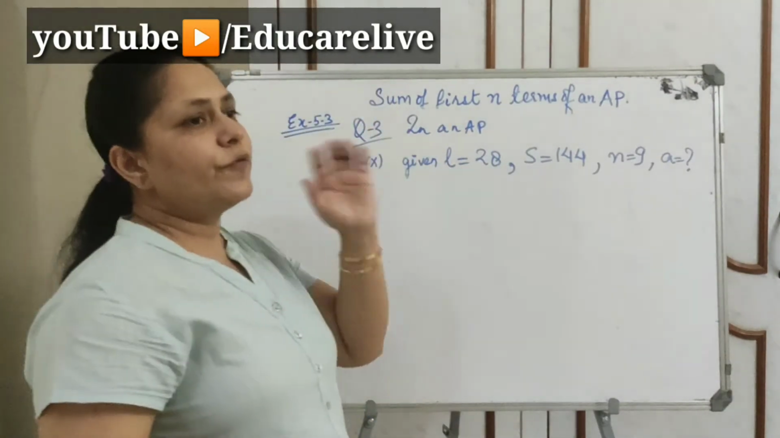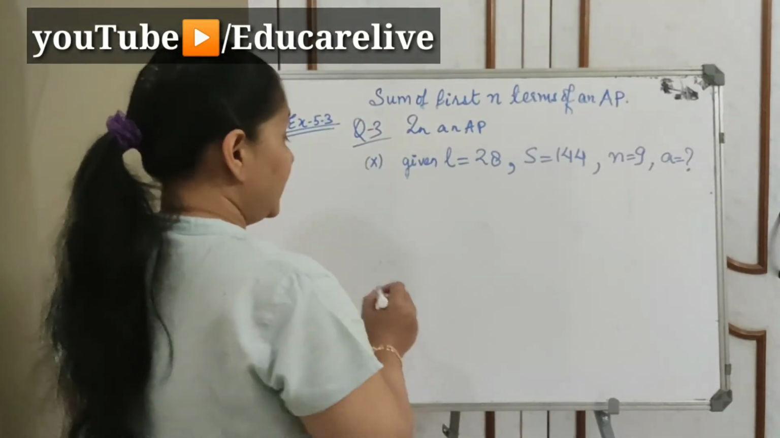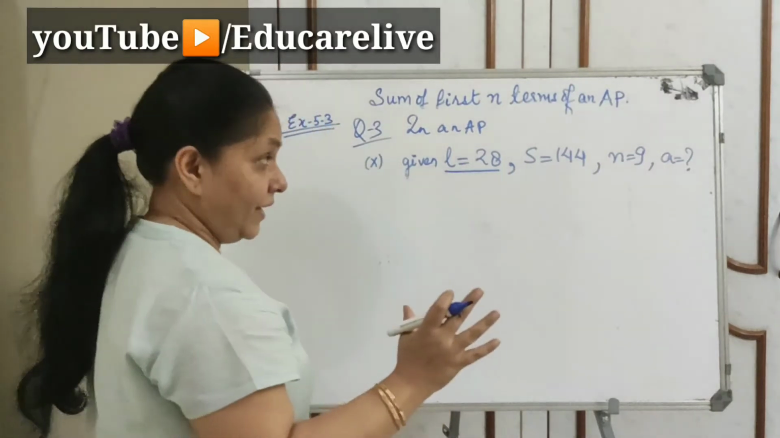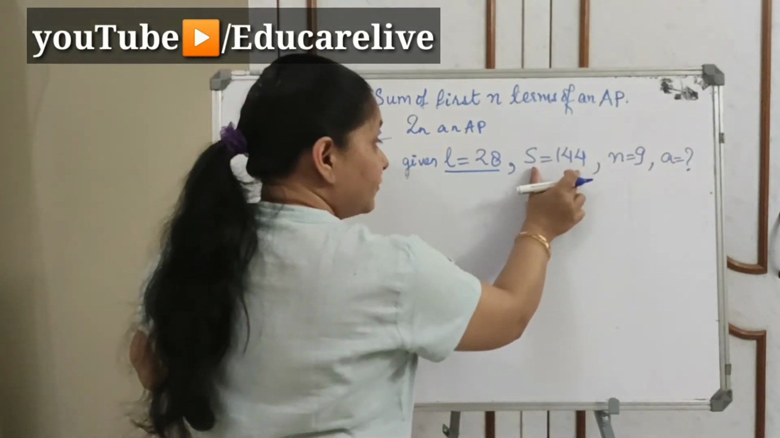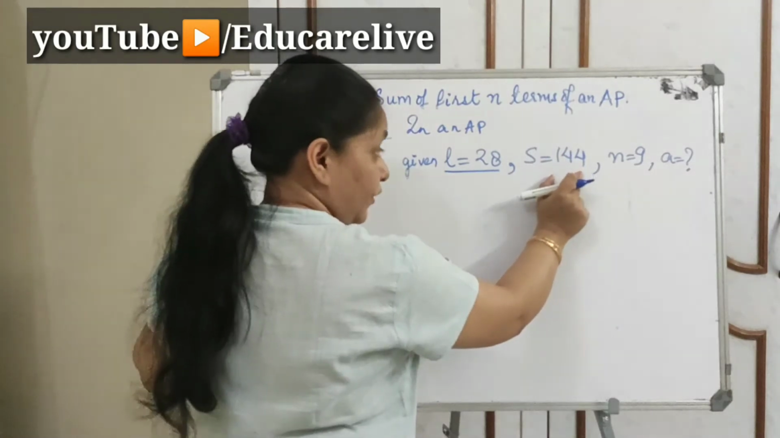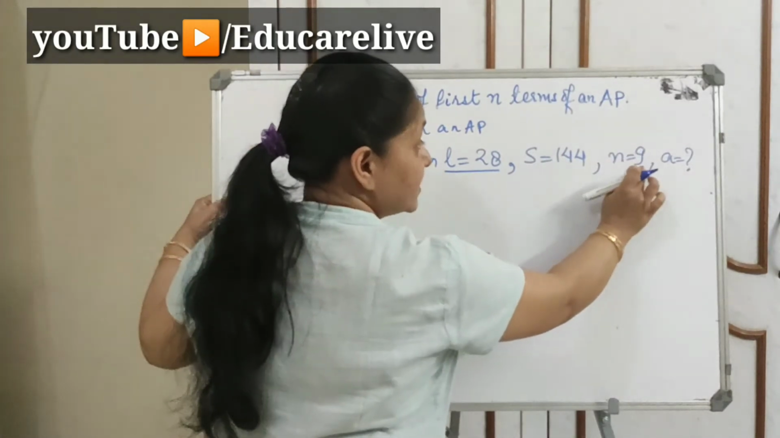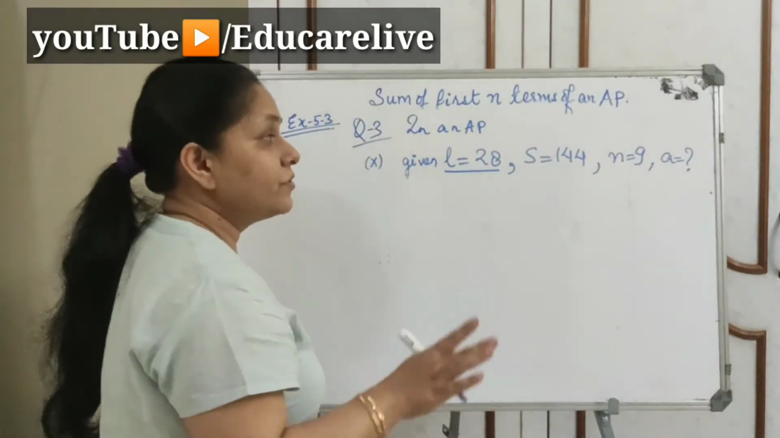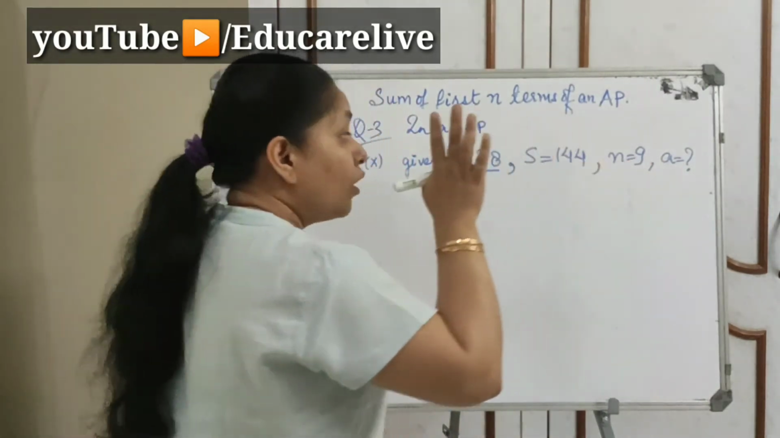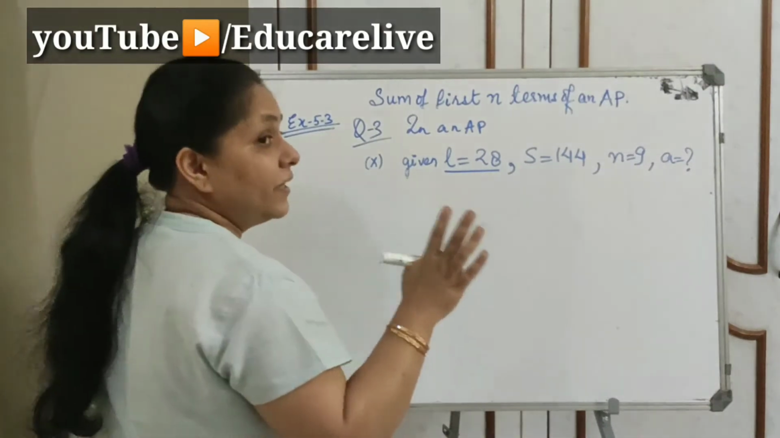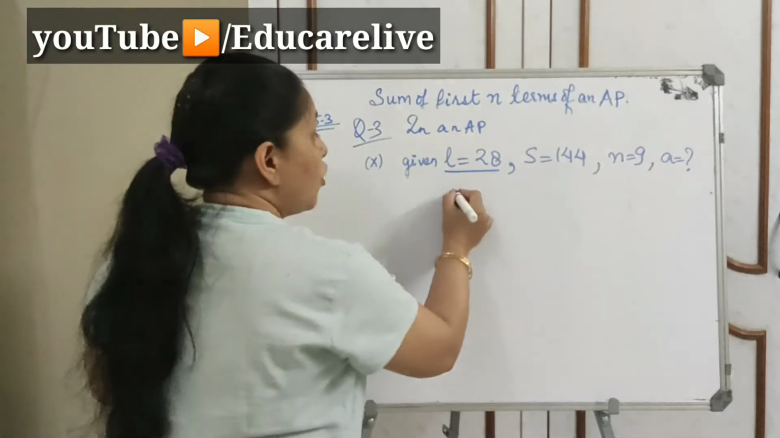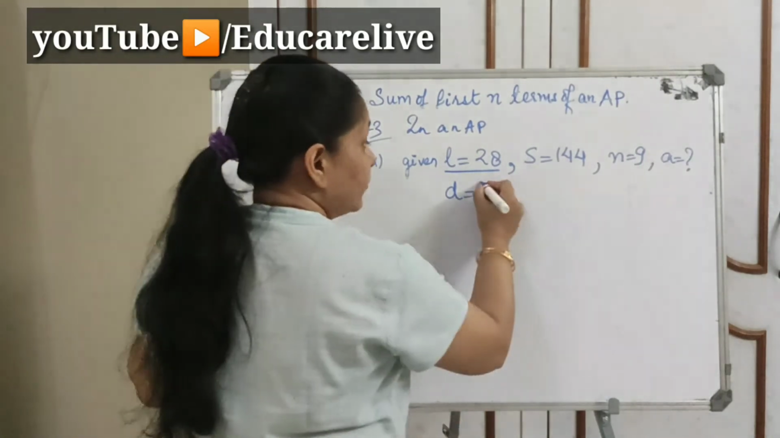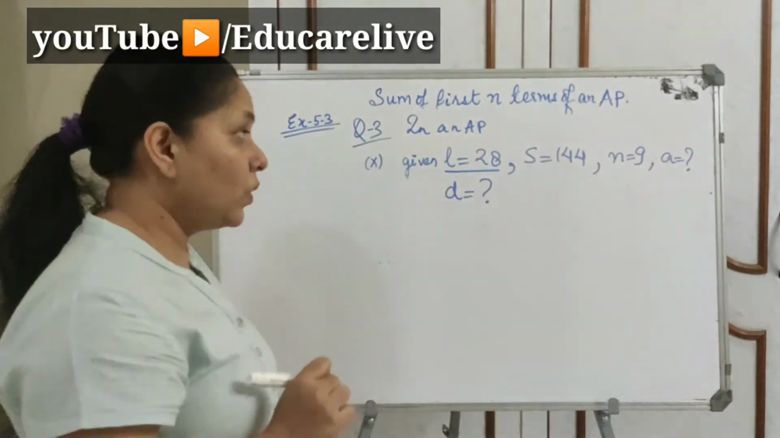This is the next type of question which can be asked. In this question, you are given that L is equal to 28. The sum of terms is given to be 144 and the number of terms is given to be 9, and you need to find A, that means you need to find the first term. Also, if you notice, you are not given D here. That means the common difference of the AP is not given to you. So this also you need to find.